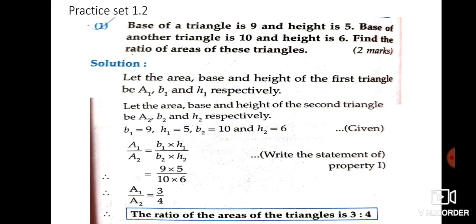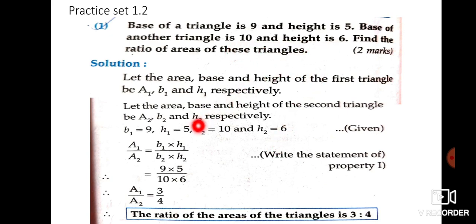Let the area, base and height of the first triangle be A1, B1, H1 respectively. The area, base and height of the second triangle be A2, B2 and H2 respectively. So we have here base and height of the triangle as 9 and 5, which we have written. B1 is 9 and H1 is 5, B2 is 10 and H2 is 6 as given in the question.